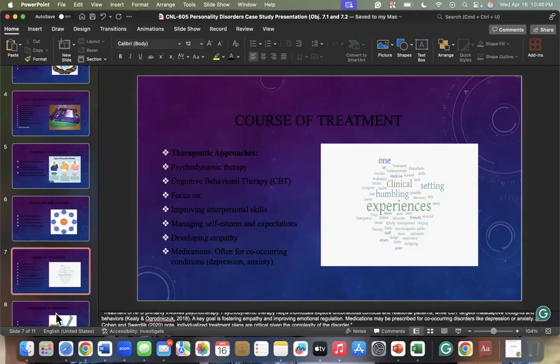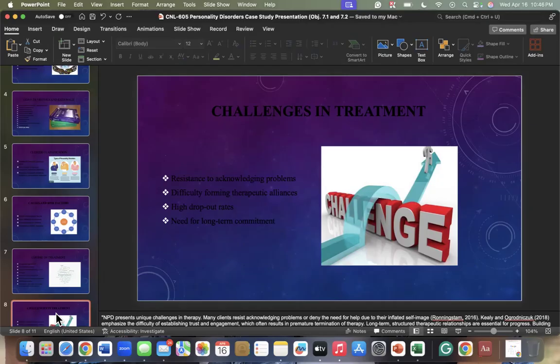Then we go to challenges that may come into the treatment, which is resistance to acknowledging problems. So, being in denial, difficulty forming therapeutic alliances, high dropout rates, need for long-term commitment. With that being in denial, of course, you're going to be resistant and not really wanting to take that responsibility or accountability. And it's hard to trust people, especially if you already feel like you're superior.